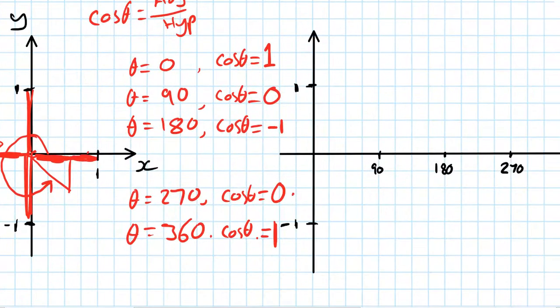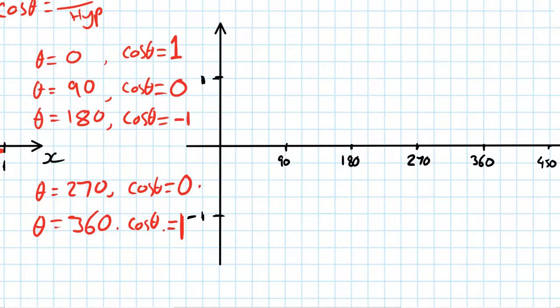Let's take these numbers and try to graph the function of cosine theta. So when theta was 0, we know that our cosine theta was 1. When we were 90 degrees, we had a cosine of 0. At 180, we're at -1. At 270, we were back at 0 again. And at 360 degrees, we were back at our start point there at 1.